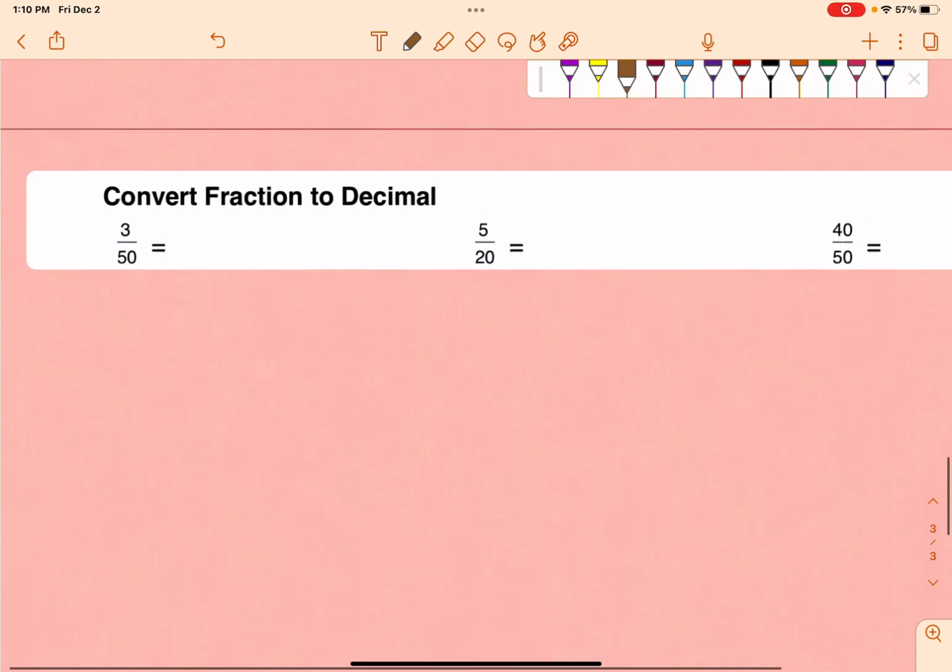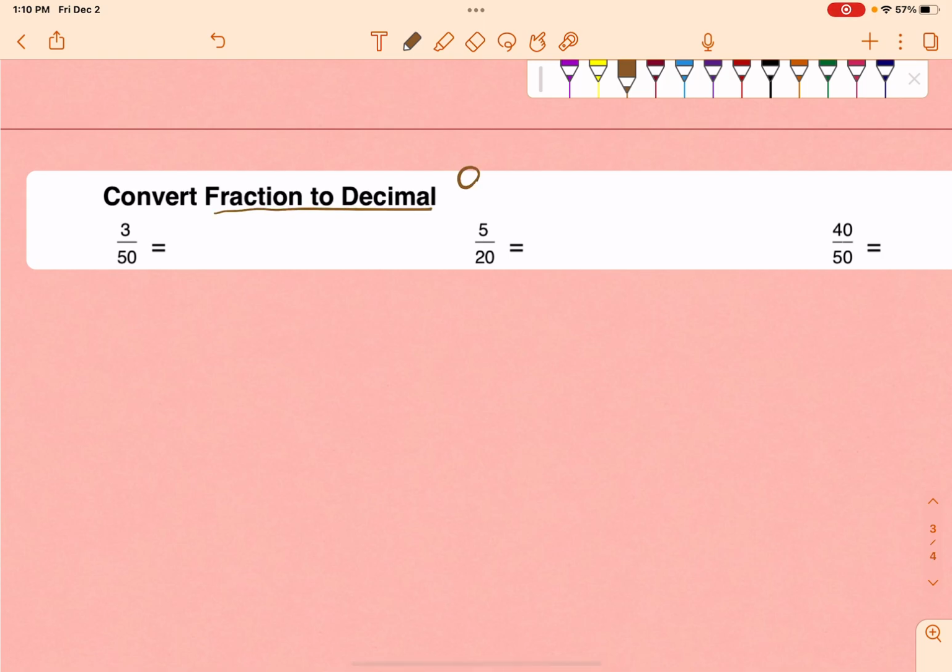Okay, now fraction to decimal. This is a little bit different. So if I have to go fraction to decimal, I'm actually going to have to divide out the actual fraction I have. So if this is 3 over 50, I'm going to have to do 3 divided by 50.